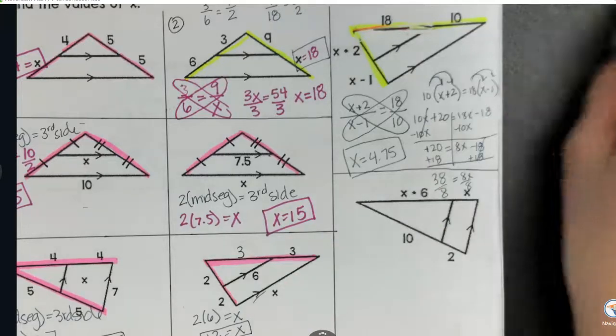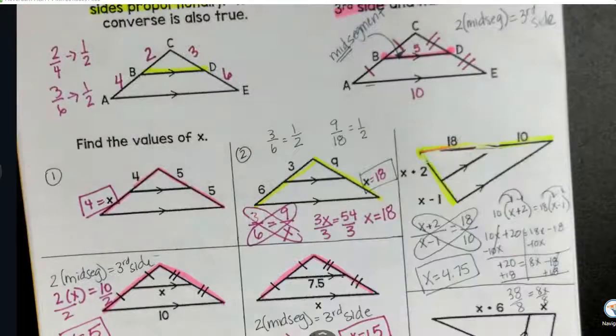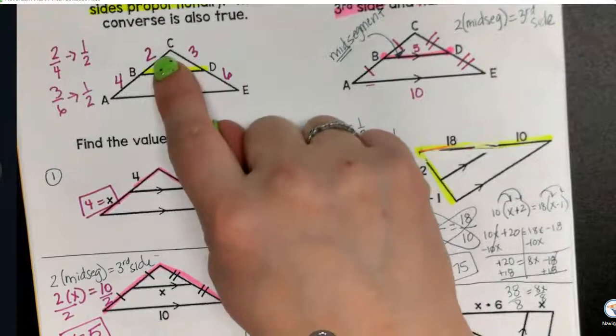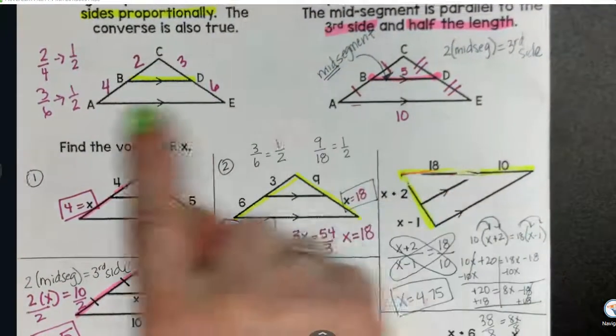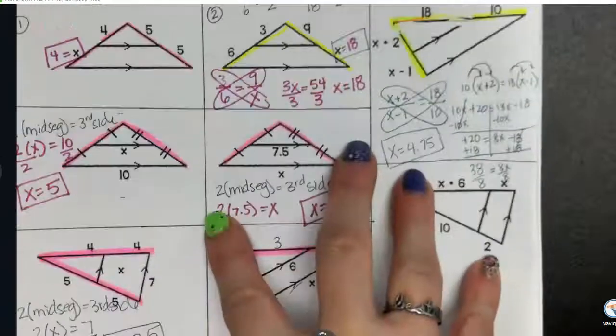All right, those are mid segments. So there's really only two types. Either the sides are not the same or the sides are the same. So just pick the right one and work it accordingly.